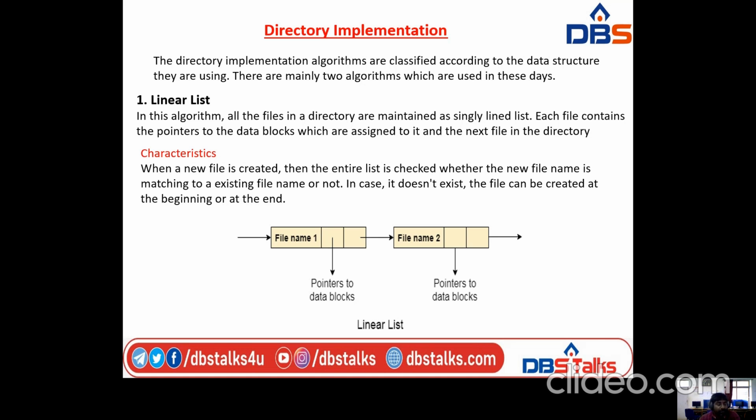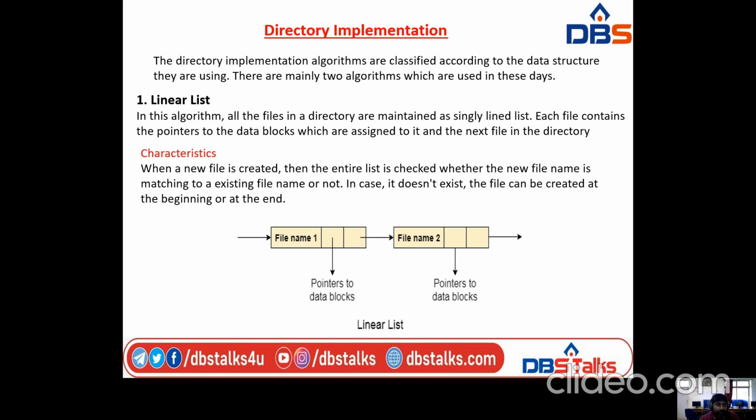In the linear list algorithm, all the files in a directory are maintained as a single linked list. As we know, a single linked list is a collection of nodes connected by a single link. A node contains two parts, a data part and an address part. If we have one element in one node and the second element in a second node, these two nodes are connected by a single link. The data part will have data and the address part will have the address of the next node. In this way we are going to store the files.